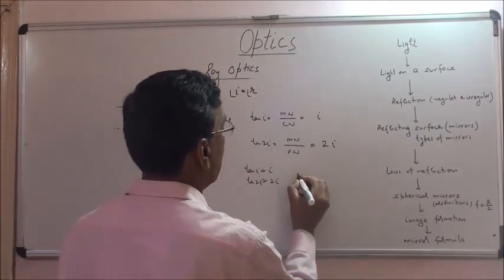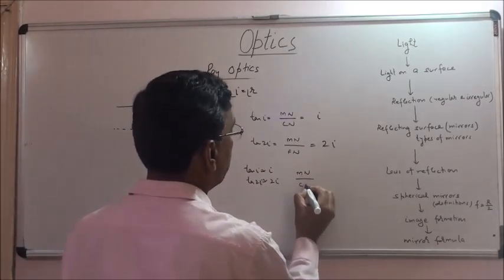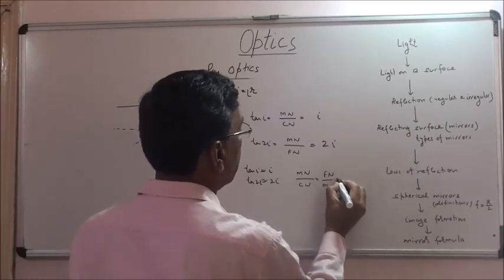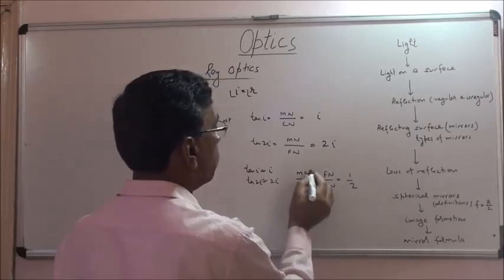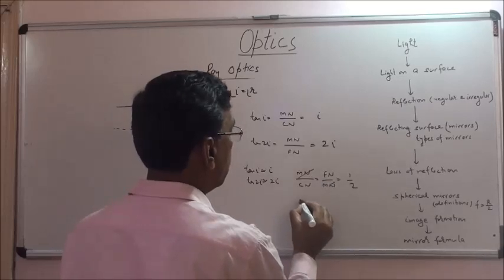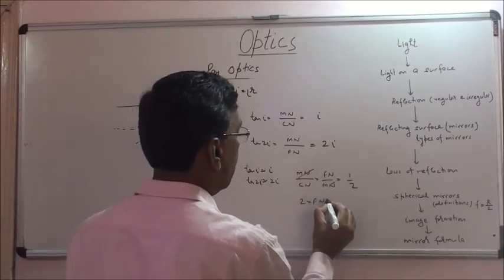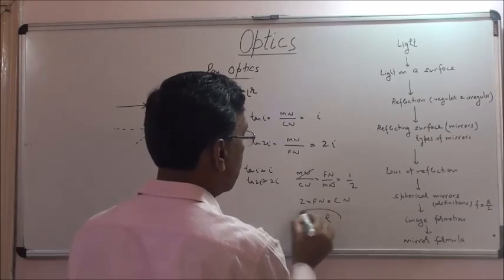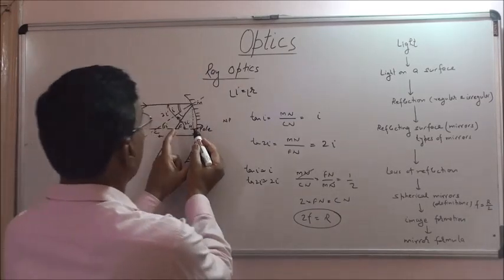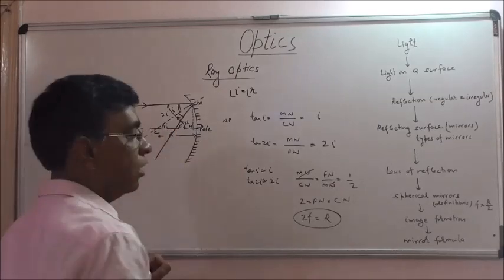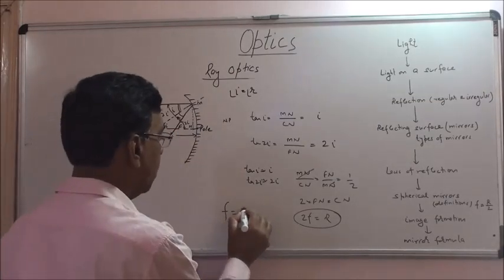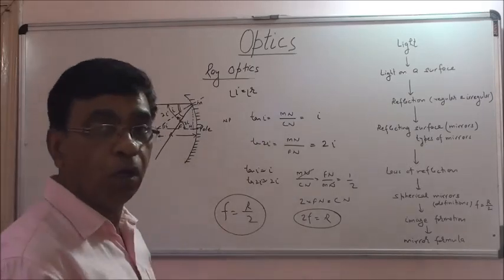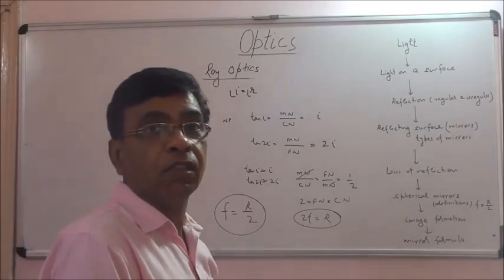Divide them. MN upon CN divided by MN upon FN is equal to 1 by 2. So 2FN is CN, that is, 2F is equal to R. FN is the focal length and CN is the radius of curvature. So the focal length of a mirror depends only on the radius of curvature.